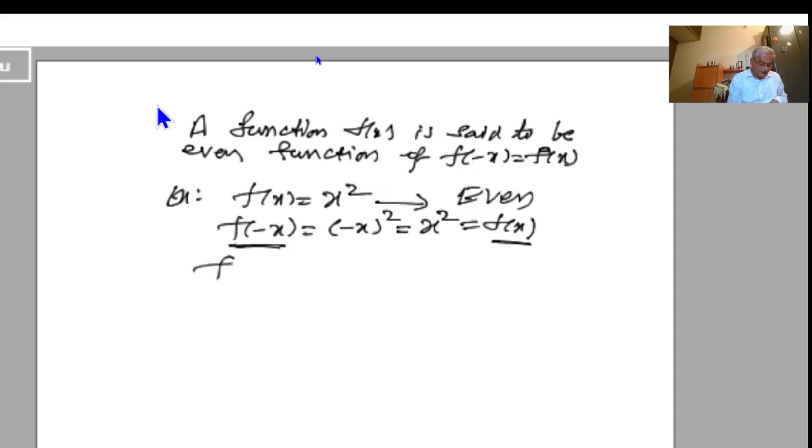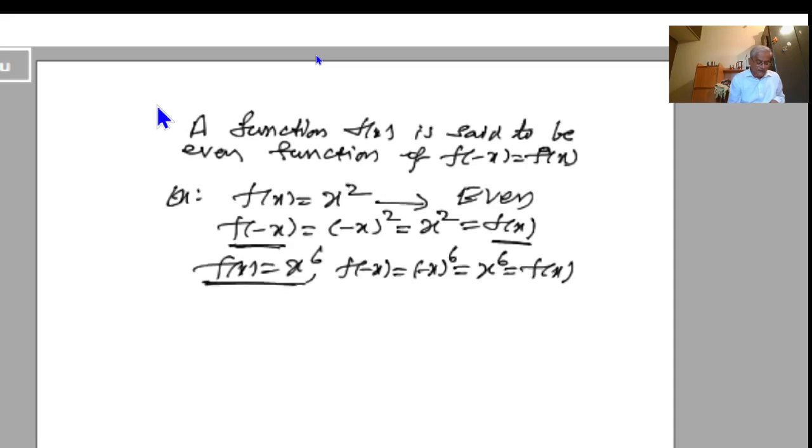Similarly, we can consider f of x is equal to x to the power of 6. Then what about f of minus x? This is equal to minus x to the power of 6. As the power 6 is even here, minus 1 to the power of 6 is plus 1 itself. This is nothing but x to the power of 6, which is equal to f of x. So f of x equal to x to the power of 6 is also an even function. That is, any even power of x is always an even function.